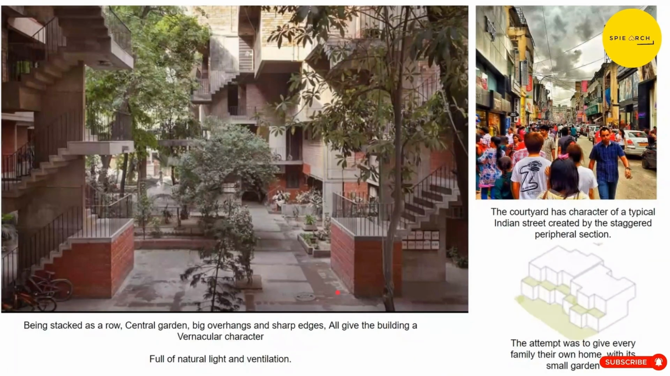Now, as vernacular architecture was the main concept, he was inspired by the typical Indian streets that were created by the staggered peripheral section in the design, and factors like central garden, big overhangs, and sharp edges, rooms and spaces full of light and ventilation were given into the design.